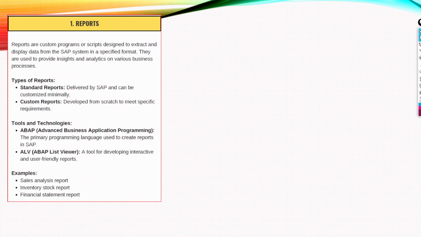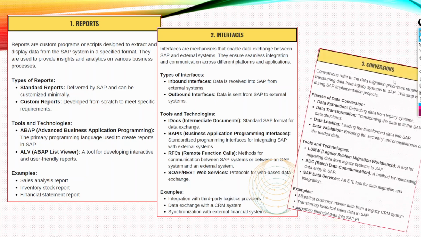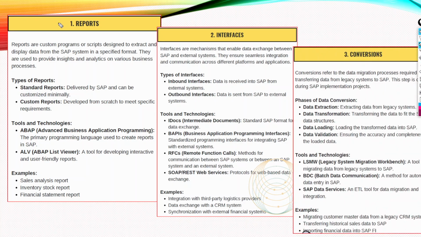Now this is again a detailed understanding of all the concepts of RICEF. R is for reports: you have standard reports and you have custom reports. Whenever you want to develop a custom report, you will get in touch with your ABAP team. Interfaces, we have already discussed. We have the concepts of IDOCs and BAPIs. And what is RFC? What do you mean by remote function call? Maybe I'll show you this.